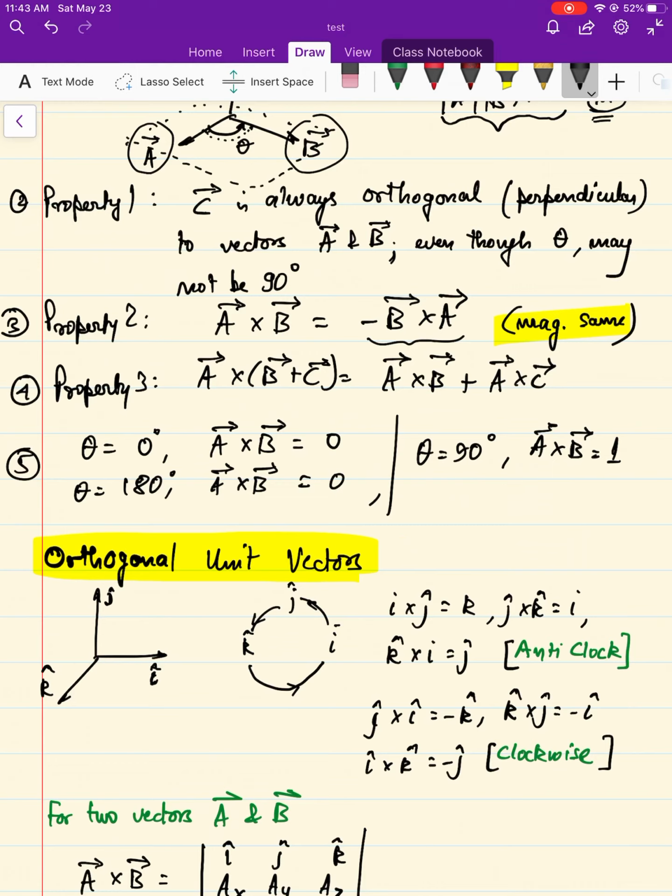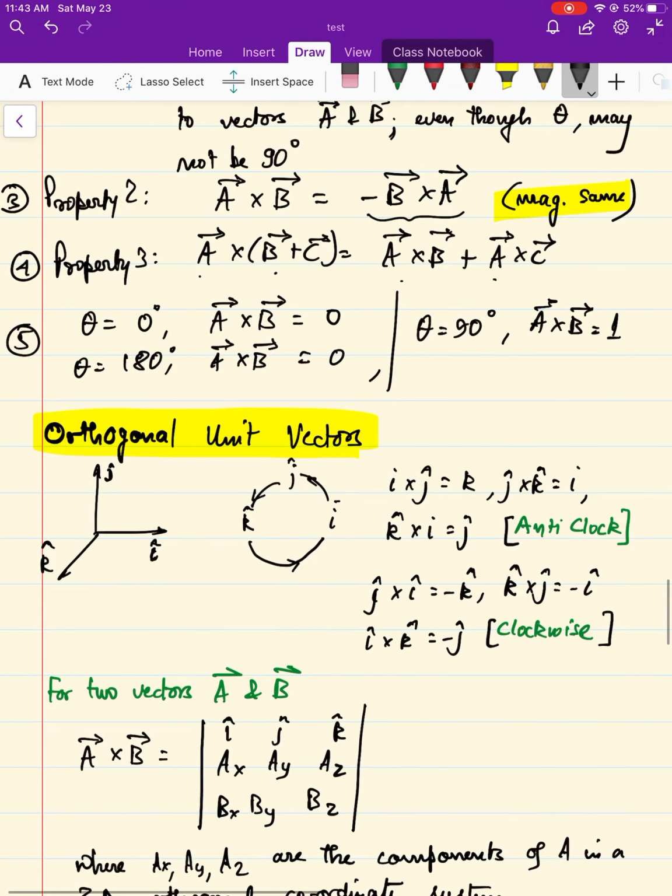Property 3 is the same as that of the dot product. It means that this is distributive and it follows the usual distribution laws. And then we move on to when theta equals 0 and theta equals 180, which means that A cross B is equal to 0, so A and B are collinear, either in the same direction or in the opposite direction. And if theta equals 90 degrees, which means orthogonal vectors, the magnitude of A cross B is equal to AB, because sine 90 is equal to 1.